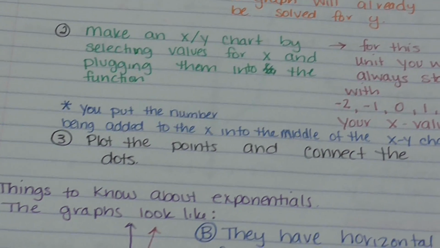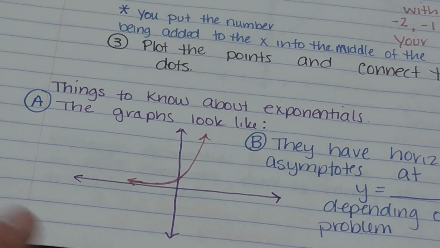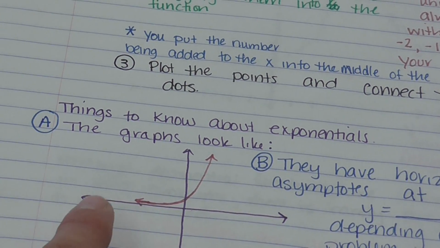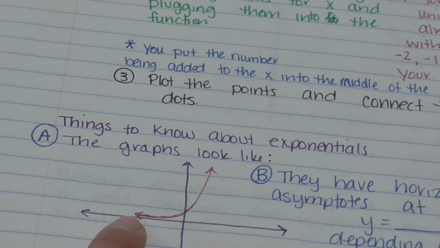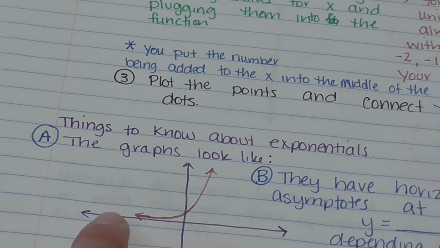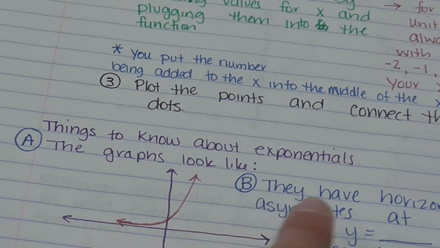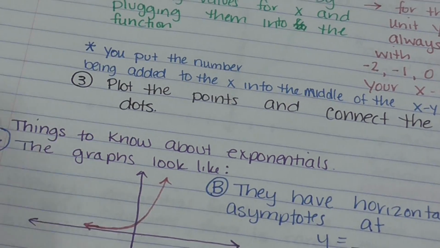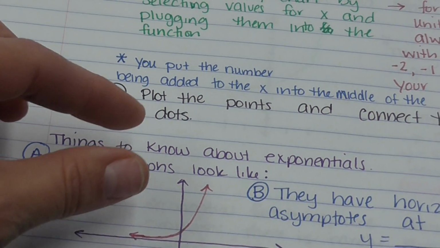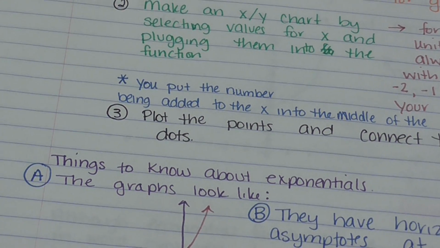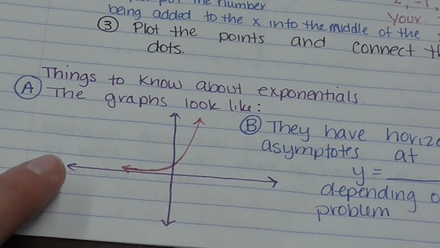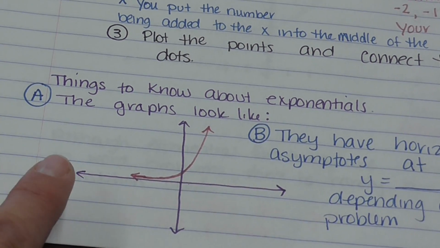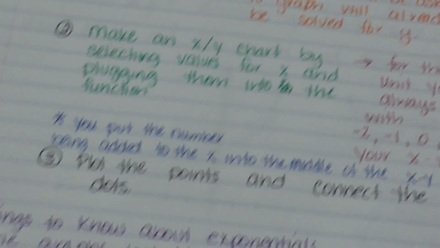Things to know about exponentials is that the graphs will look like this. It'll look like a bent line, and it's going to get closer and closer to some number. In this case, it's getting closer and closer to y equals 0, or the x-axis, and they will have a horizontal asymptote at y equals, and it depends on where it's graphed. If this whole picture were moved up or down, the y equals value would change. So this one is y equals 0, because the x-axis is where y will always equal 0.